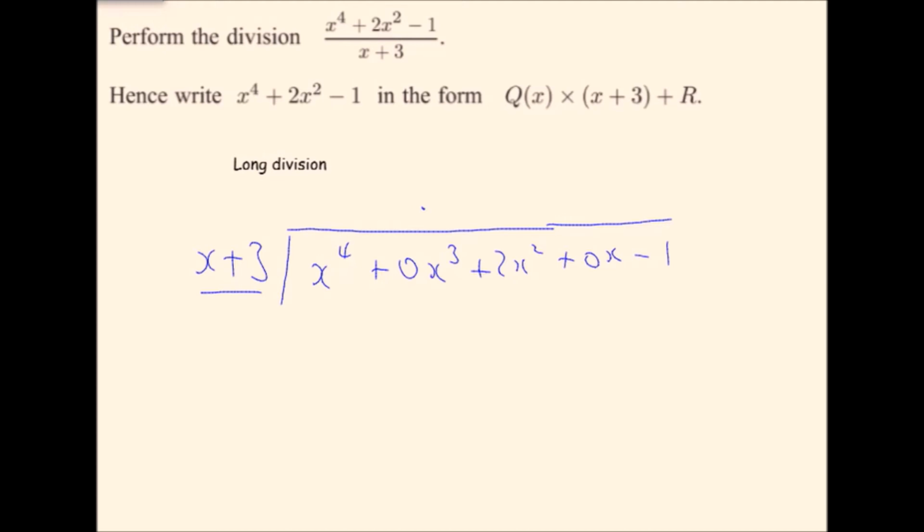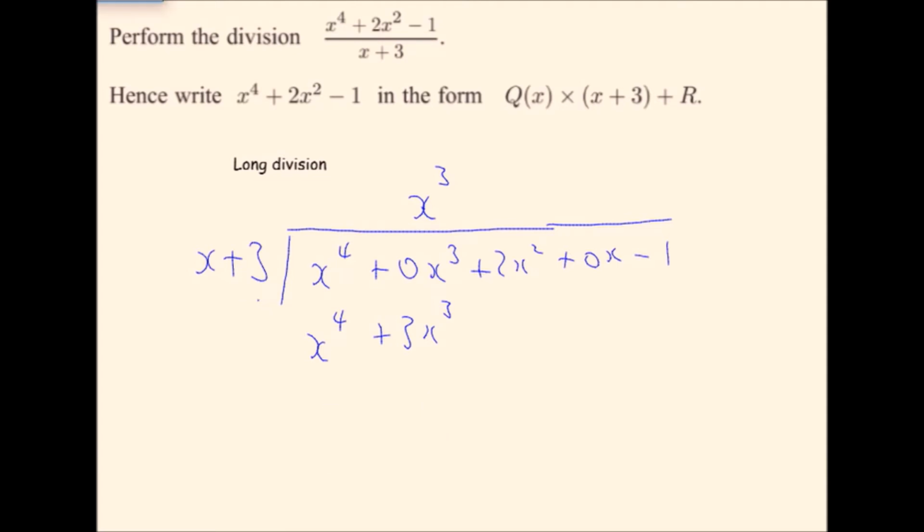So now what I do is work out what do I times the x by to make it become x power 4, and that's x cubed. So I times by x cubed, and x cubed times by x will give me x power 4, x cubed times by the 3 would give me plus 3x cubed. And notice here, all your x cubes are lined up, all your x power 4s are lined up.